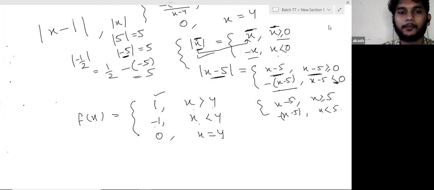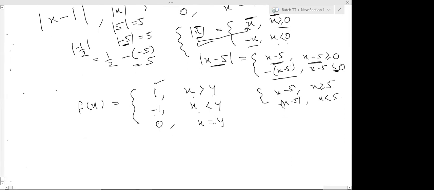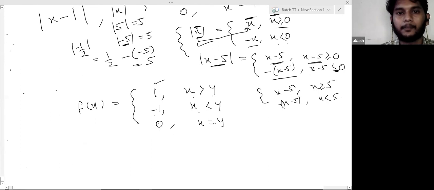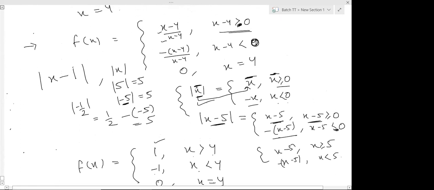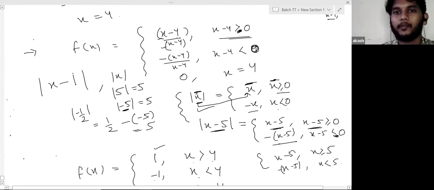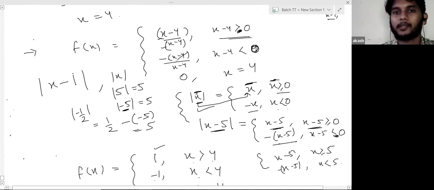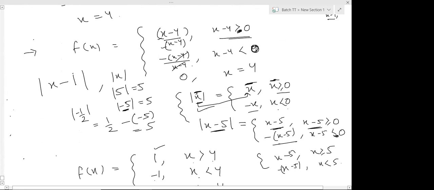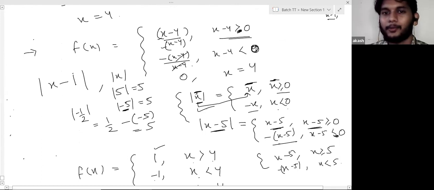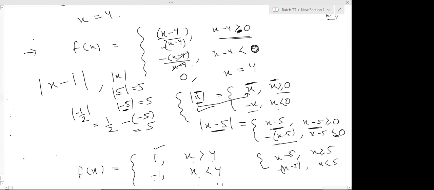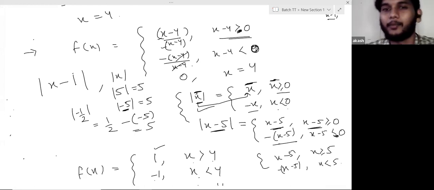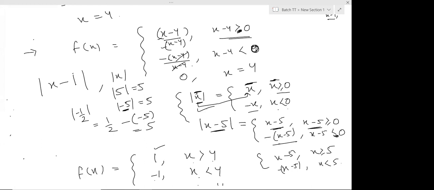Could you explain this step again? How did we get 1 and minus 1? See, x - 4 upon x - 4 is 1, right, Sahil? Right, sir. And minus (x - 4) upon x - 4, this is minus 1. Is it possible to do that rule-wise? Yes, this is the way to solve a modulus function. This is not a trick. This is the actual way things happen in modulus.